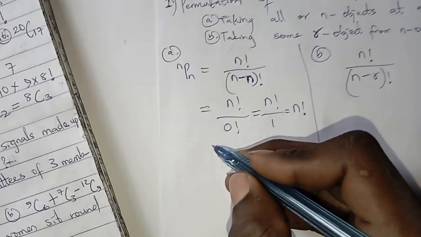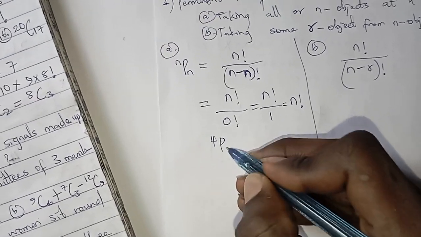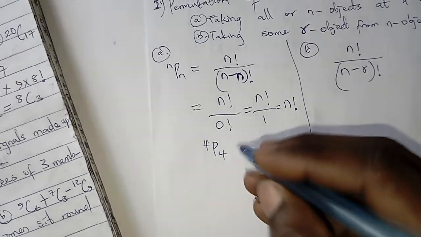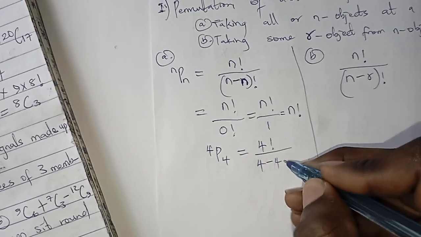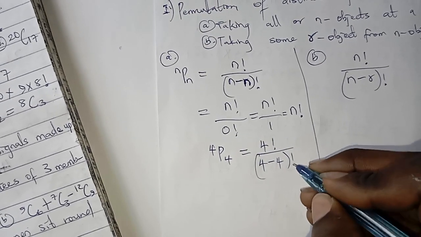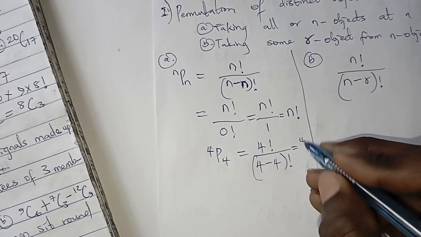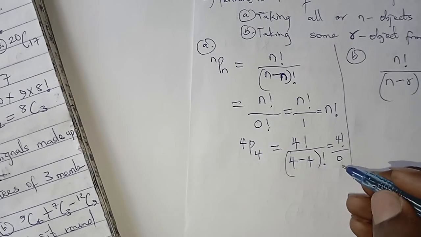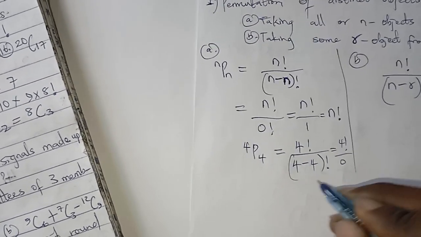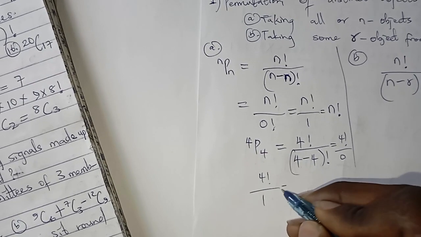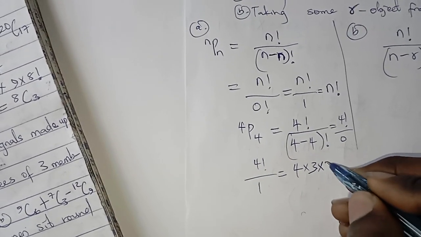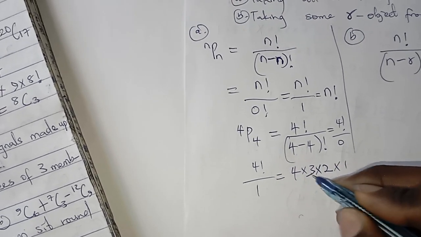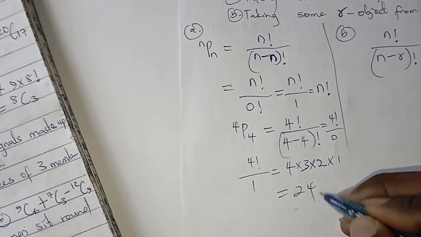So that means to arrange these 4 books, we are simply going to do 4 permutation 4, which will give us 4 factorial all over 4 minus 4 factorial, which will simply give us 4 factorial over 0 factorial. And you know that this is the same thing as saying 4 factorial over 1. And 4 factorial is the same thing as saying 4 times 3 times 2 times 1. 4 times 3, 12, times 2 equals 24.